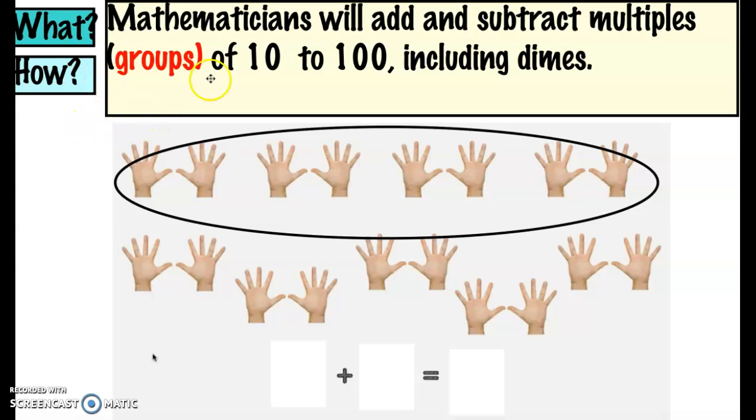So let me remind you that today we're going to add and subtract multiples or groups of tens to 100. And we're going to include dimes in some of the activities. So we're going to do it the regular way and we're going to do it the tens way. So in here we have some fingers, some hands, right? So we have 10, 20, 30, 40 on the top. We have 10, 20, 30, 40, 50 on the bottom. 40 plus 50 gives us how many? 90.